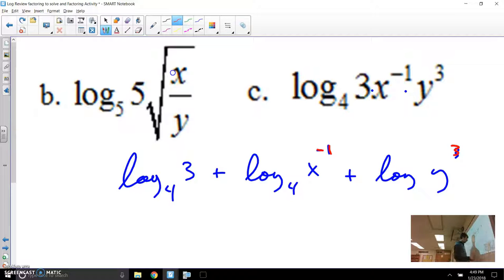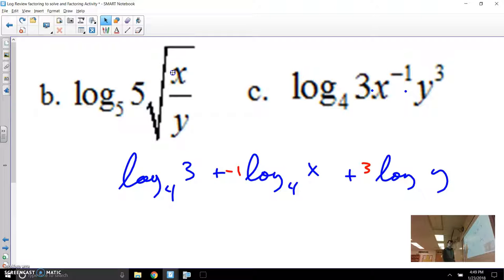Sorry, trying to be slick. So instead of that negative 1, it could be here. And instead of that 3, it could be here. Okay? So I'm swinging them out front.